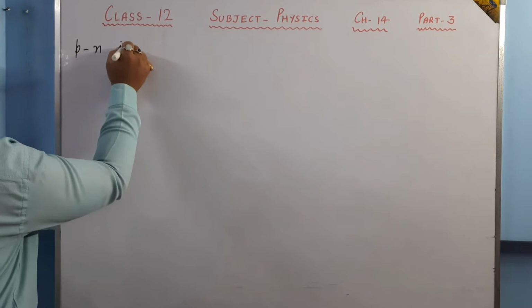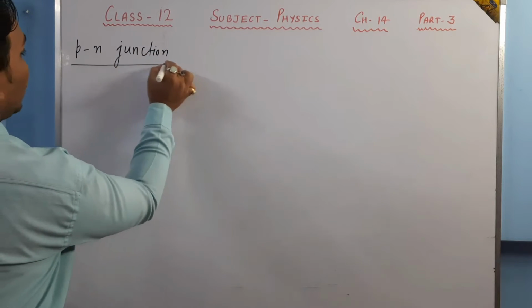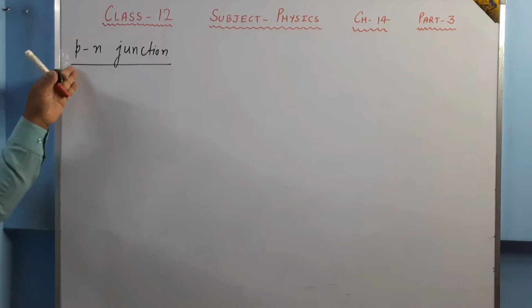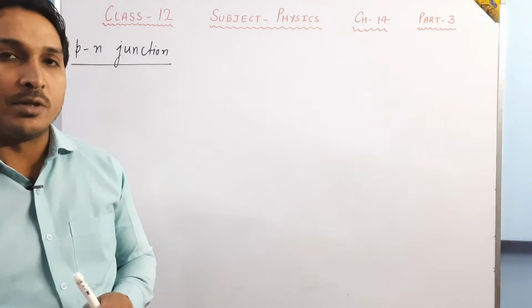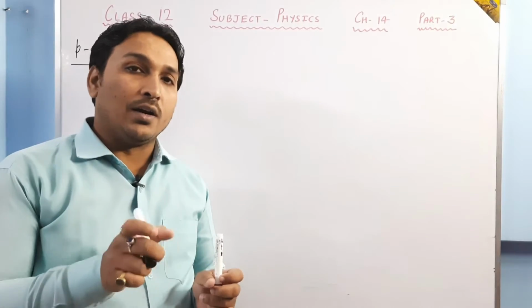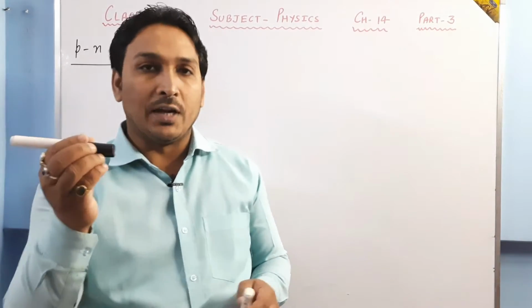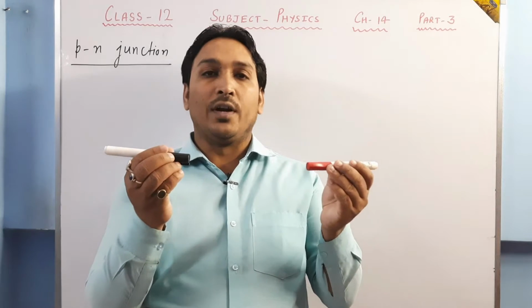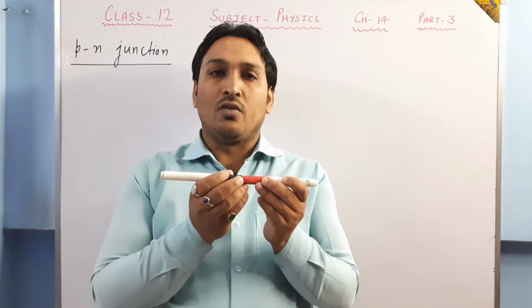p-n junction. As its name suggests, in a p-n junction one p-type semiconductor is connected with an n-type semiconductor, and they are connected at the atomic level. It is not that we take one block of p-type semiconductor and one block of n-type semiconductor and just physically join them. It is not like that.